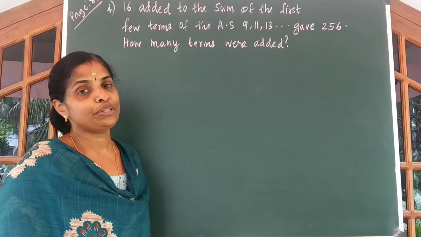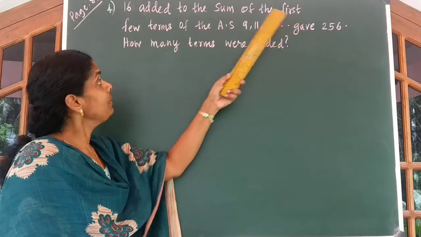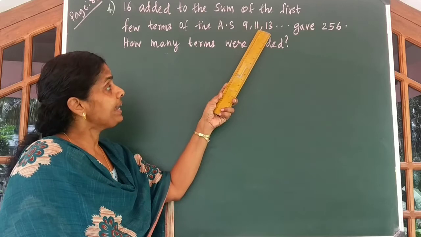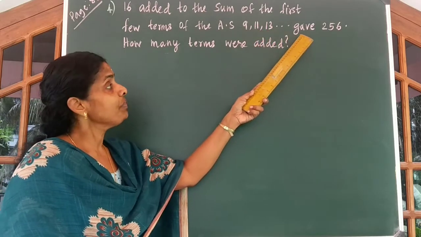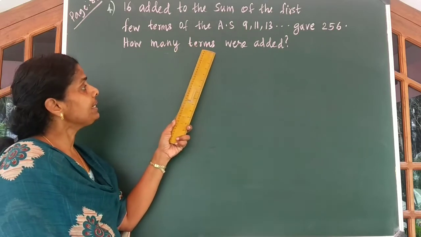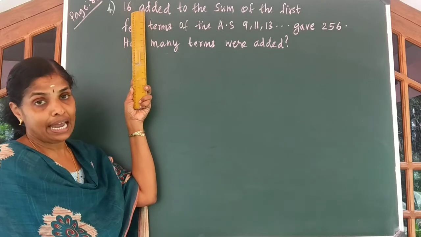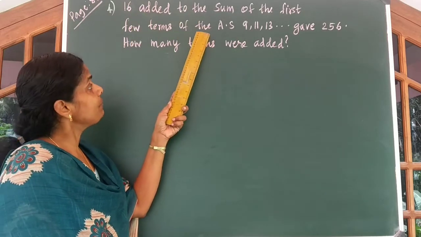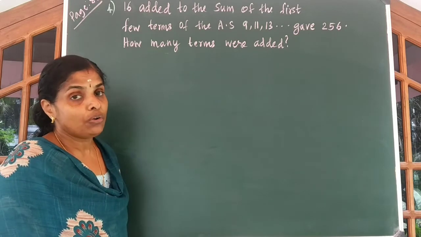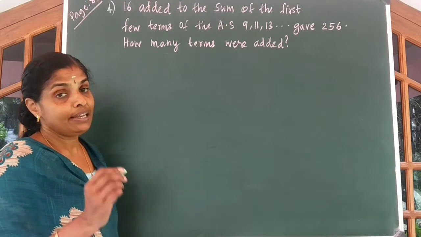Look at the fourth question, children. 16 added to the sum of the first few terms of the arithmetic sequence 9, 11, 13, etc. gave 256. How many terms were added? We are given 16 is added to the first few terms of 9, 11, 13, etc. So to find the number of terms added, let us find the nth term.